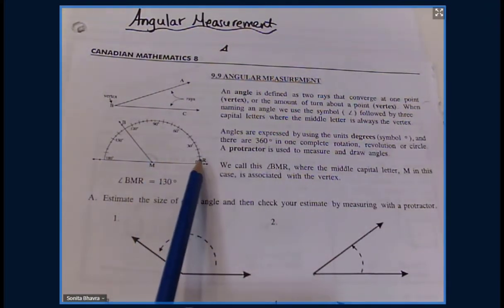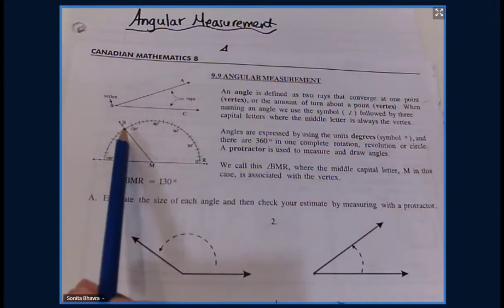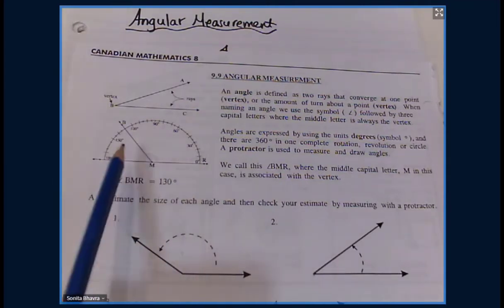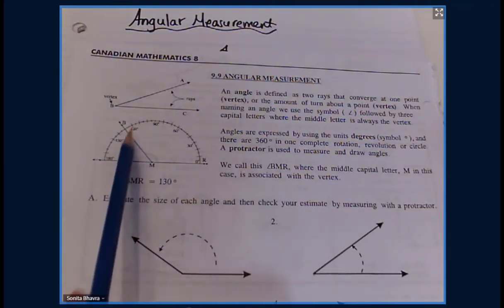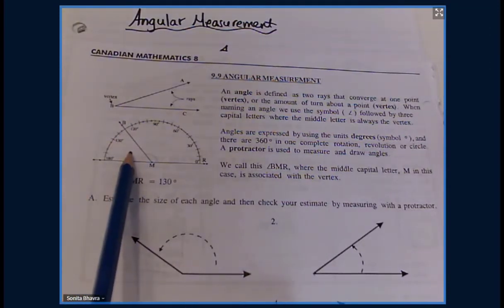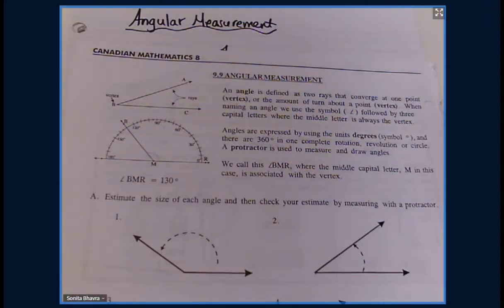All right, so in this case, we got 90 degrees here. We're going above or more than 90 degrees, so it's an obtuse angle. And we have 120 here, so it is 150 is here. And so the measurement here is 130 degrees.